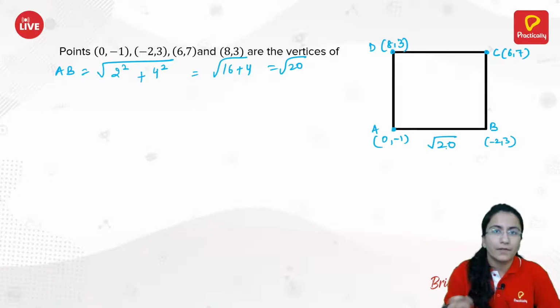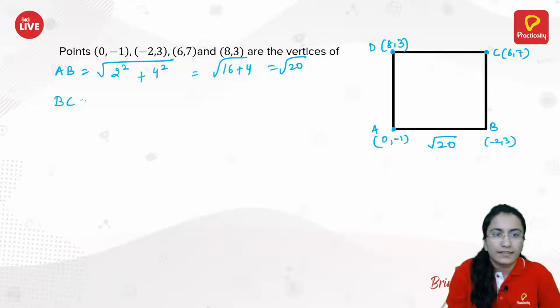We will not simplify it much, because if all the values are under root 20, that means all sides are equal. So don't waste time in simplifying the under root values. You might get a bigger value in examination. You need not simplify it much.